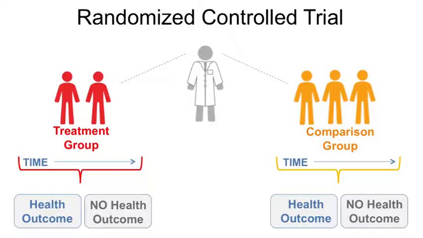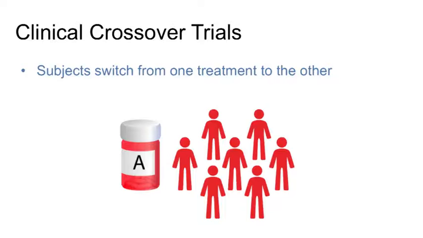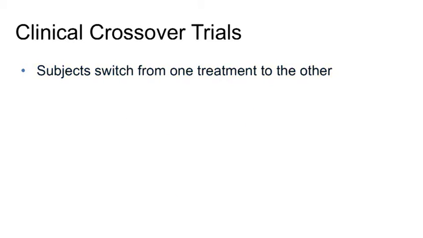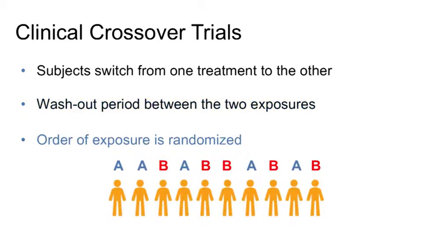Now we will go on to discuss another type of experimental study design known as the crossover clinical trial in more depth. In a clinical crossover study design, subjects switch from one treatment to another after a certain period of time. They cross over to the other treatment or exposure. As we don't want the effect of the first treatment to carry over when a person switches to another treatment, there is usually a period in between the two exposures called a washout period when no treatment or exposure is given. The order that the exposure or treatment would be given is randomized, but the same participants are involved in each part of the trial.